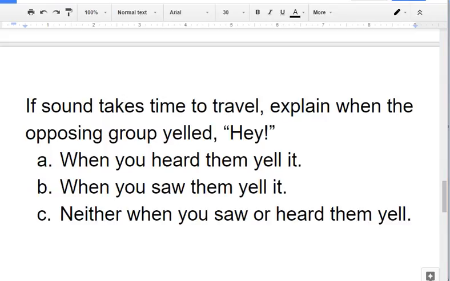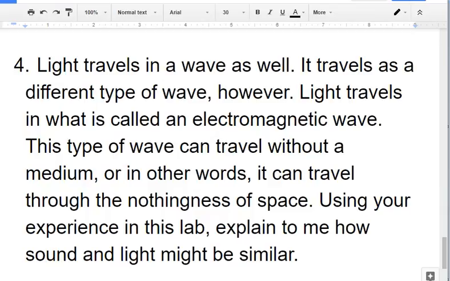All right, question number 4 is the last question. Yay! Light travels in a wave as well. It travels as a different type of wave, however. Light travels in what is called an electromagnetic wave. This type of wave can travel without a medium, or in other words, it can travel through the nothingness of space. Using your experience in this lab, explain to me how sound and light might be similar.